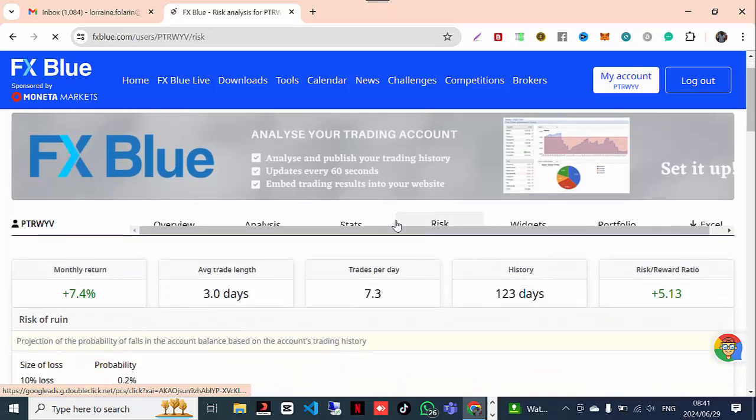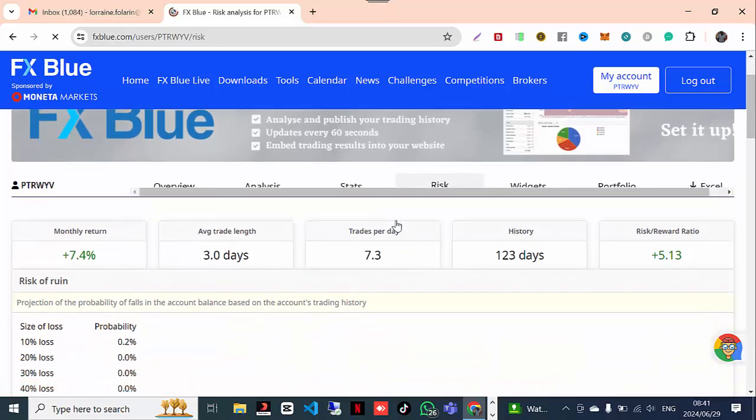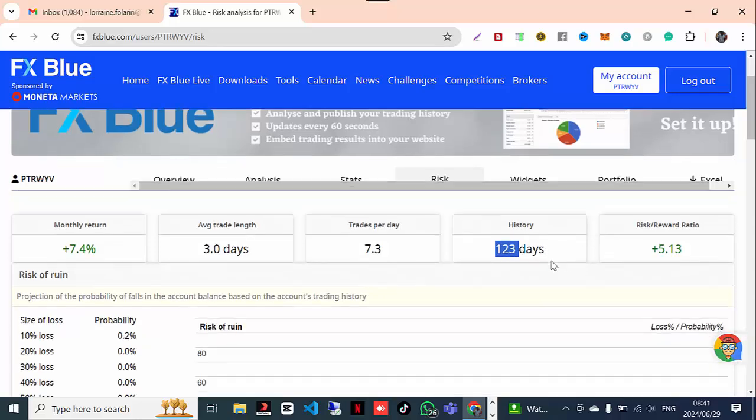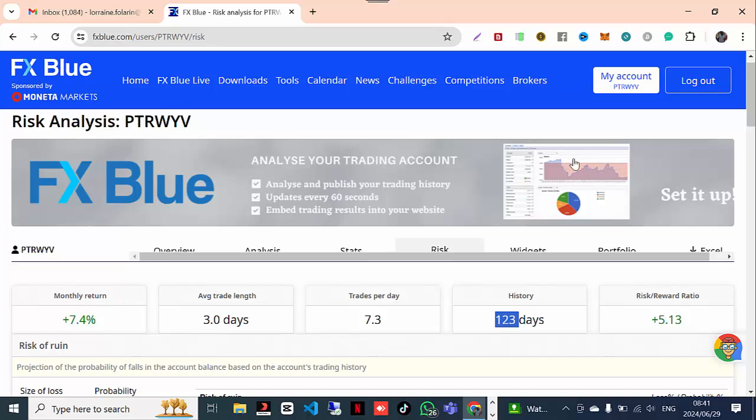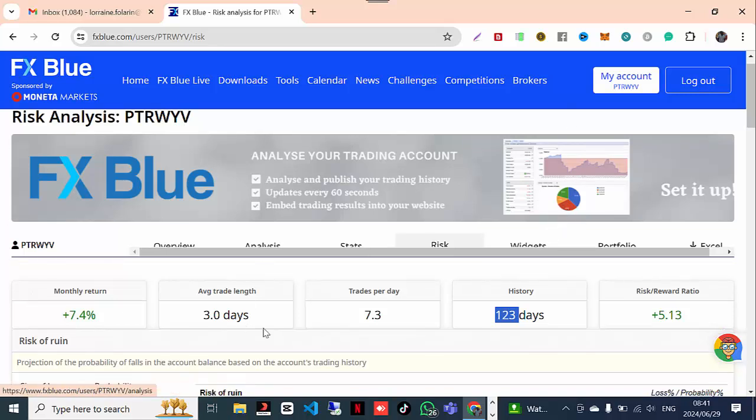This report is online. You can check it and go through it yourself. This account has run for 123 days, which is about 5 months, if I don't make a mistake. So this is the first account I'm going to talk about, and let's go to our trading platform and see what we're going to see there.